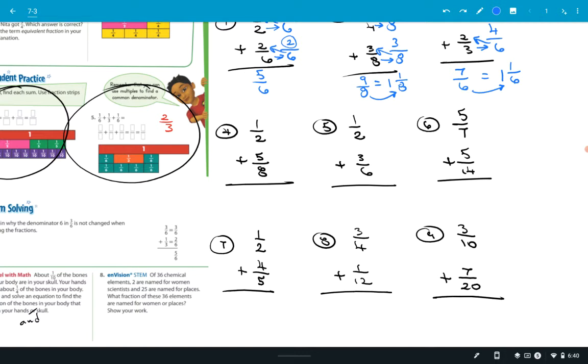We have 1/2 and 5/8. Well, 8 I think is a good choice. How many times does 8 go into 8? Once. 1 times 5 is 5. How many times does 2 go into 8? 4 times.